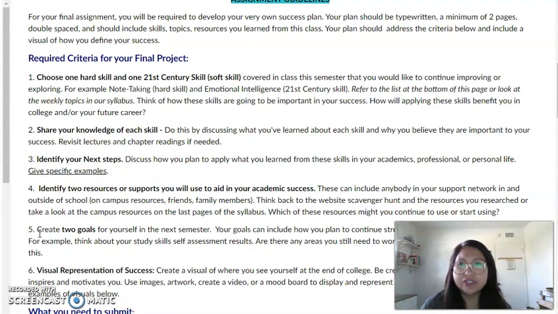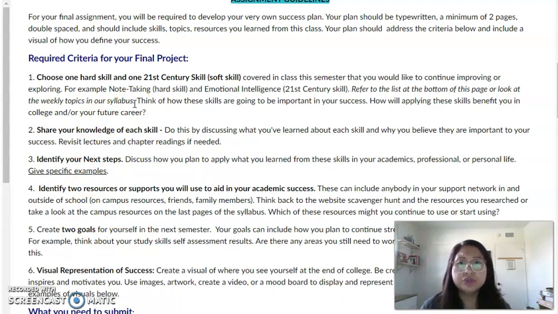I'm not going to grade you on your grammar or your sentence structure or anything like that, but I do expect it to be a neatly written paper and to be proofread before you submit it. So number 1, what I'm going to be looking for is that you've selected 1 hard skill and 1 21st century skill or soft skill that we covered in this class during the semester.